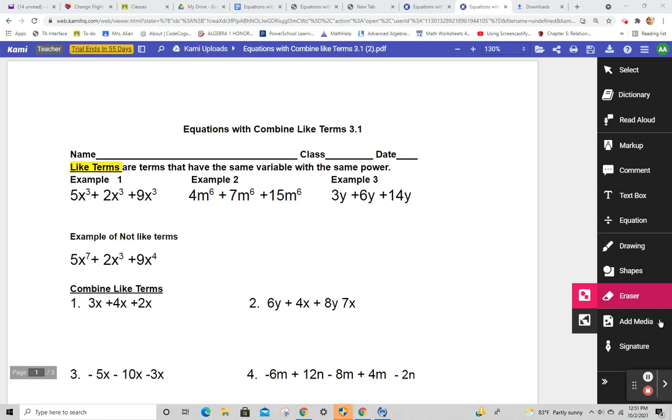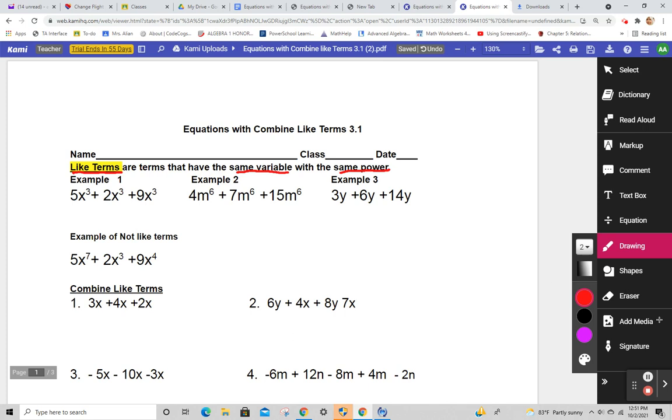Hi everyone. In this video, we're going to learn how to solve equations with combining like terms. This is lesson 3.1 from your textbook. We're going to begin with the term like terms. Like terms are terms that have the same variable with the same power. I have three examples here to illustrate that.